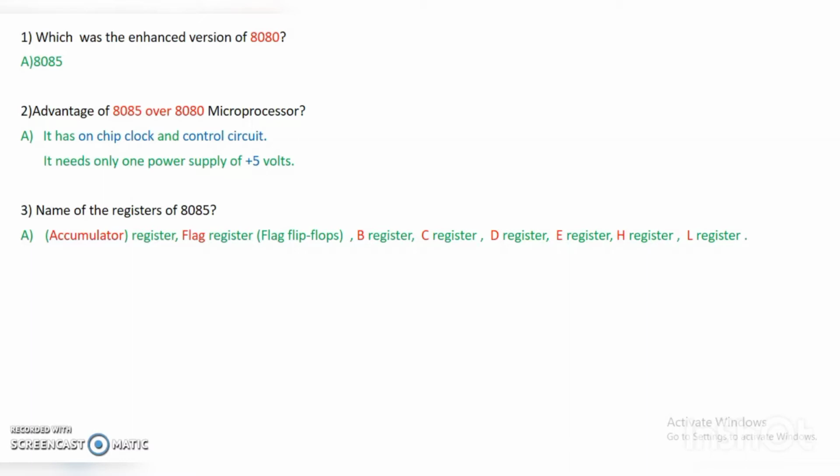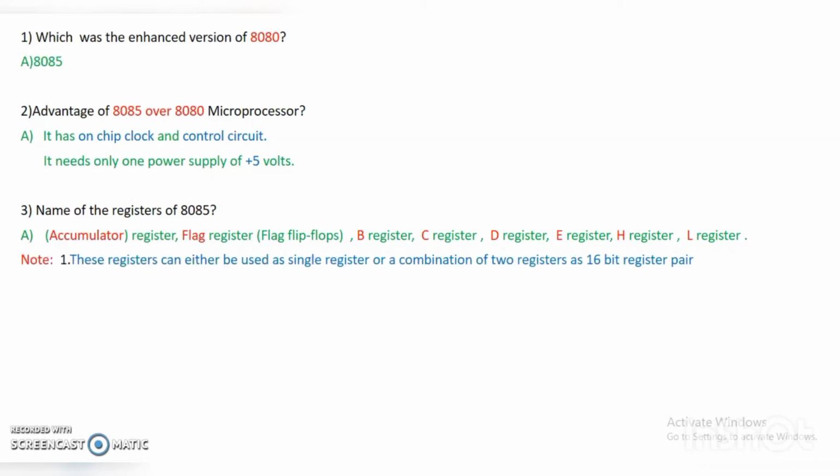Now there are some note points which need to be remembered for the registers of the 8085 microprocessor. The registers you are seeing now can be used either as 8-bit registers or as 16-bit registers. You might have a doubt about how they can be used as 16-bit registers. If you combine the registers 8 plus 8, then you can use them as 16-bit registers, but you should not combine them as you wish. You can't combine BH, BL, AB, and so on.